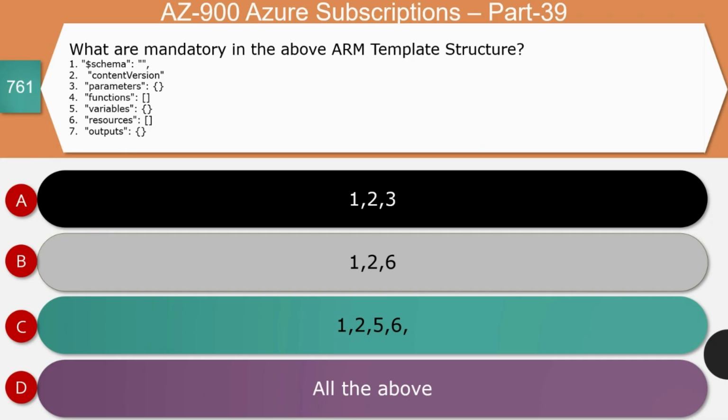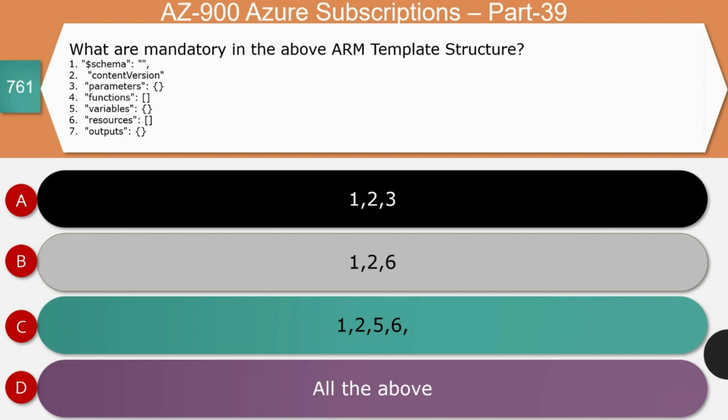First question, what are mandatory in the above ARM template structure? The template structure is provided at the bottom, which reads schema, content version, parameters, functions, variables, resources, and outputs. So these are the various sections which are part of the ARM resource template. You need to identify which are the items that are mandatory.